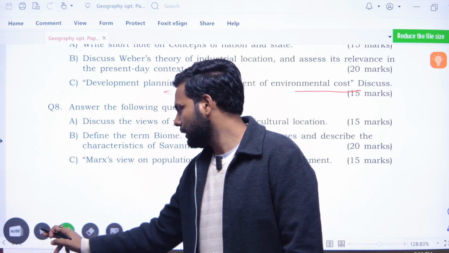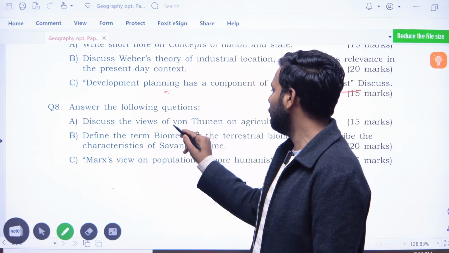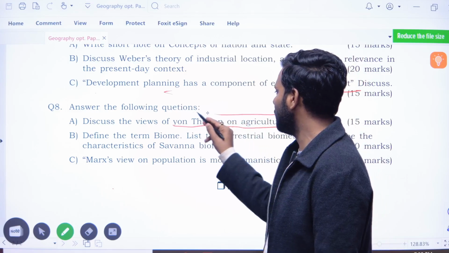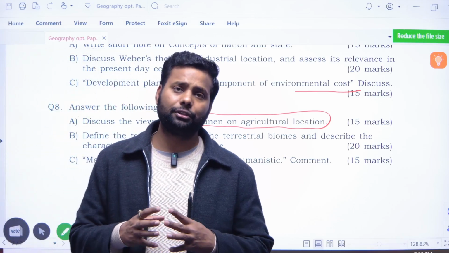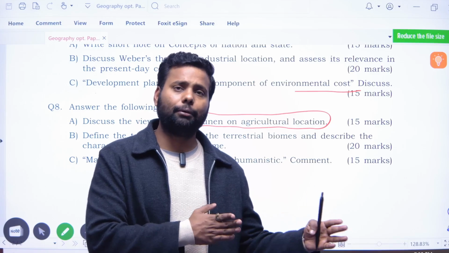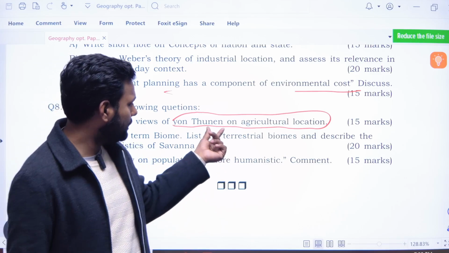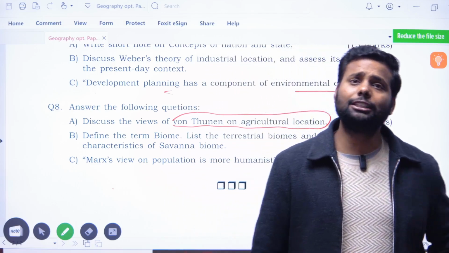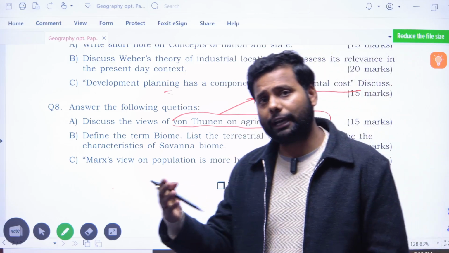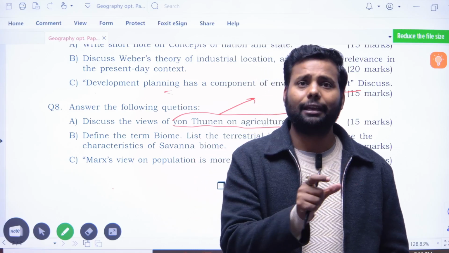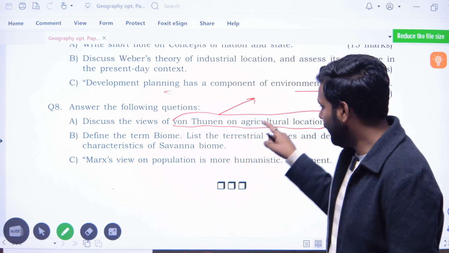Okay, now we are moving towards another question. Discuss the views of Von Thunen on agricultural location. We all know that Von Thunen's agricultural model is a locational model which talks about what kind of agricultural products are located at which position and at which distance. It is the model which talks about distance and agricultural location: what kind of crops are grown at which distance. So it talks about this.